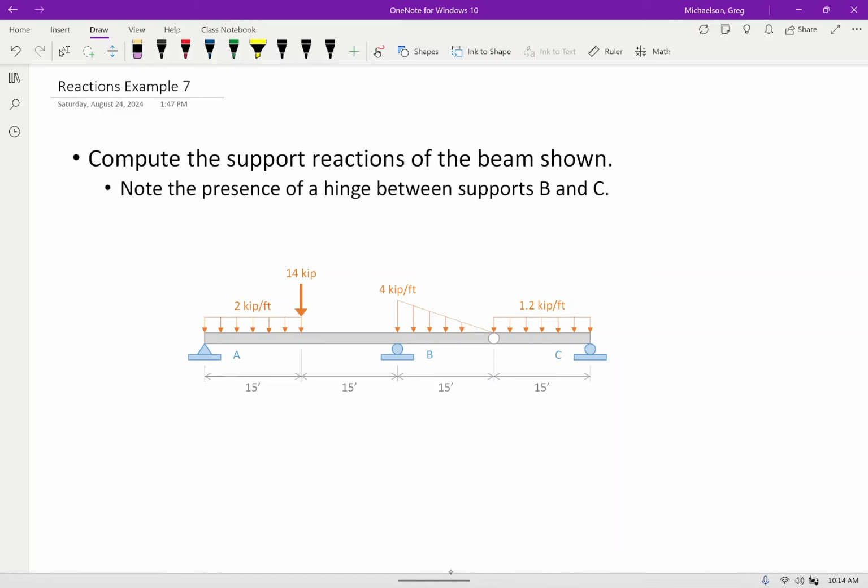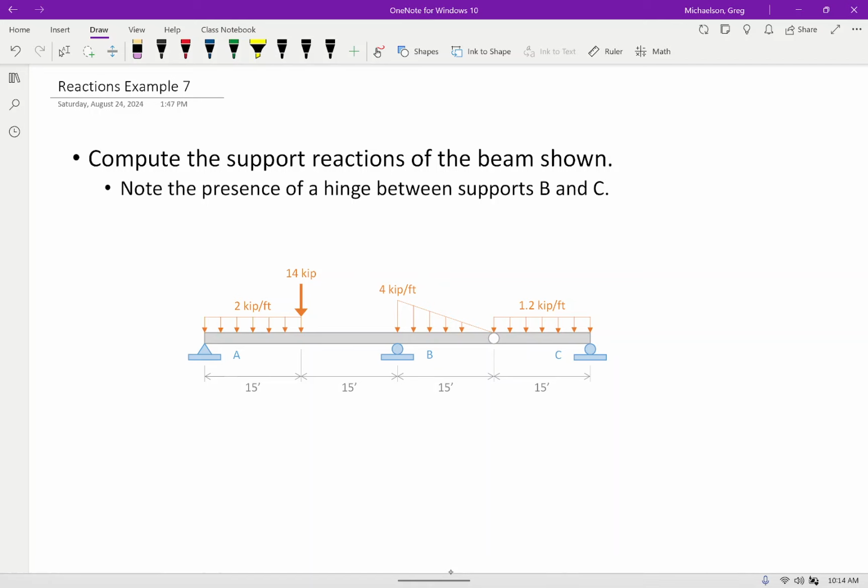One other thing worth mentioning is that I've got more than 2 support reactions. One of the things I've done on my graphics is that whenever I have a beam and I've got this little white circle right there, that represents a hinge. The textbook sometimes will just point and say that is a hinge, but a lot of times on my slides or on my homeworks and exams, I'll just put a little circle there to indicate the presence of a hinge.